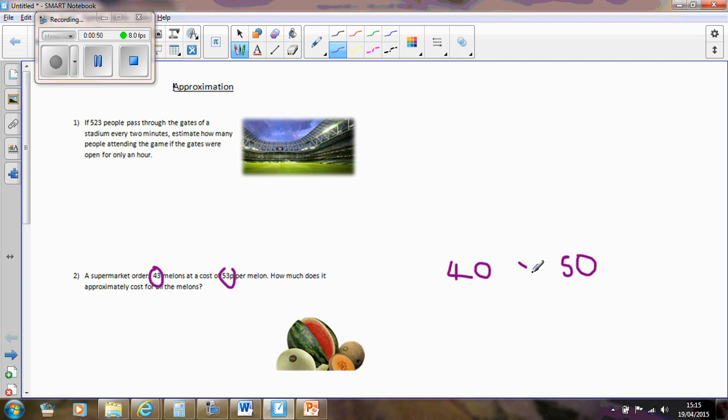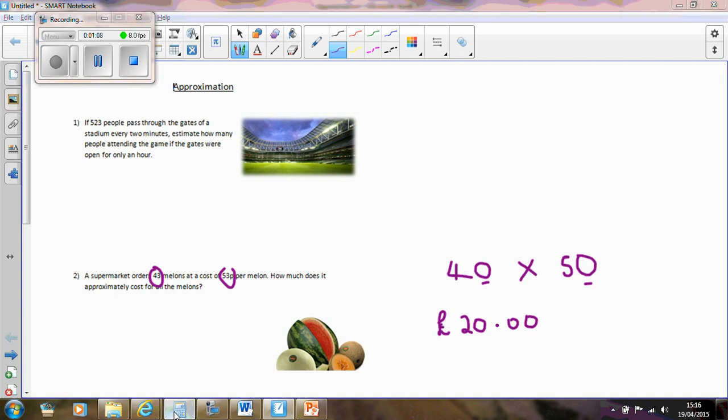So what we have to do is a times table. Now if we've got something that's got zeros on the end like that, how we work this out is we do 4 times 5, which is 20, and then we have 2 zeros on. So the answer to this question is £20.